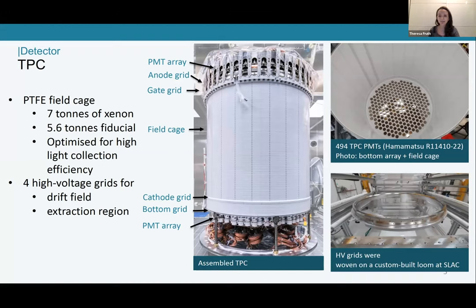Embedded in this field cage, we have 4 high voltage grids. Those were custom woven at SLAC. And between the cathode, the gate, and the anode, we get our drift and extraction regions. And then we have this bottom grid at the bottom to protect our PMT array.